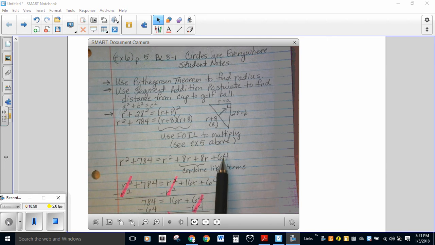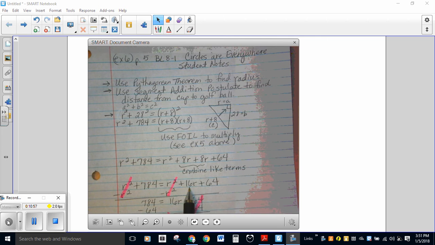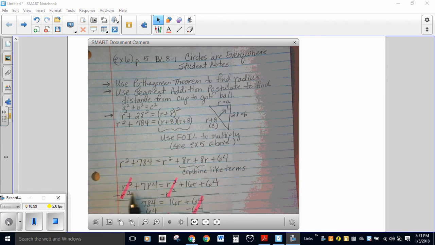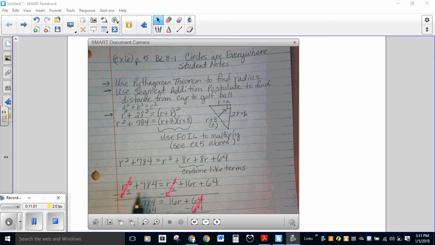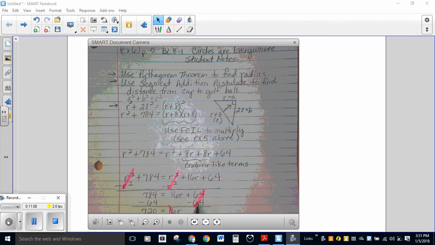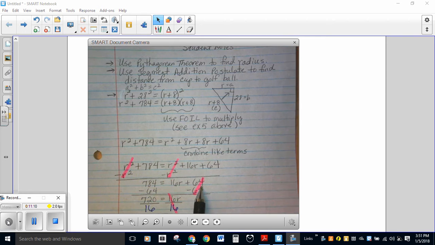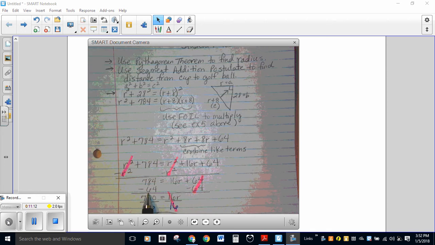We're going to combine like terms, so 8r plus 8r is 16r. Then we're going to get rid of the r squared, because I've got one on each side, so I subtract r squared, so I'm left with 784 is equal to 16r plus 64. Then I want to get rid of the 64, so I subtract 64 from both sides, so I get 720 equals 16r. Then I divide, because that's the opposite of multiplication, and I get r is equal to 45 feet, because our units of measure is feet. Now, that gives us the length of the radius, which is the first question.